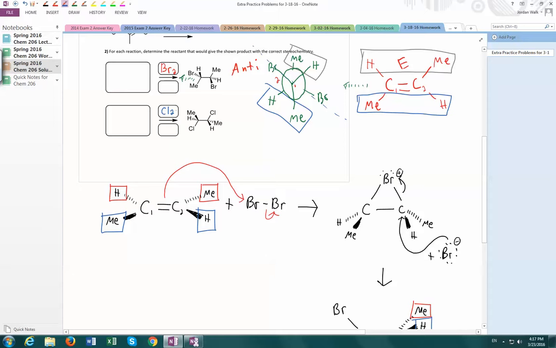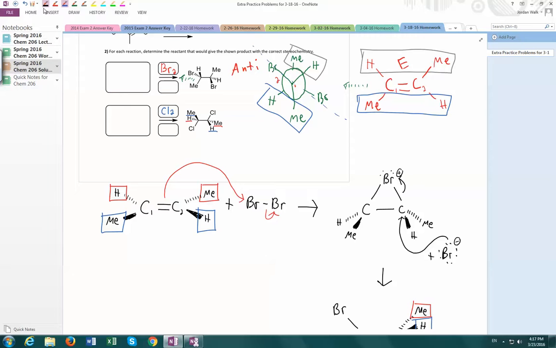that chlorination. Now, this one's a little easier because I've already drawn this product out with the chlorines in an anti-position. We know that because this is a chlorination, it has to go through a type 2 mechanism, which gives us anti-stereochemistry. And so pretty much we do the same thing. We've got a hydrogen on a dash and a methyl on a dash, and then a methyl on a wedge and a hydrogen on a wedge.